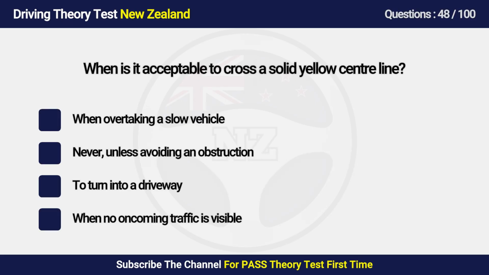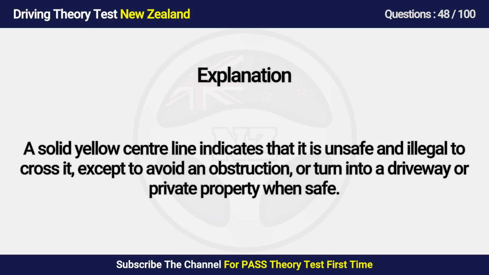Question 48. When is it acceptable to cross a solid yellow center line? A. When overtaking a slow vehicle. B. Never unless avoiding an obstruction. C. To turn into a driveway. D. When no oncoming traffic is visible. Answer is B. Never unless avoiding an obstruction. A solid yellow center line indicates that it is unsafe and illegal to cross it, except to avoid an obstruction, or turn into a driveway or private property when safe.